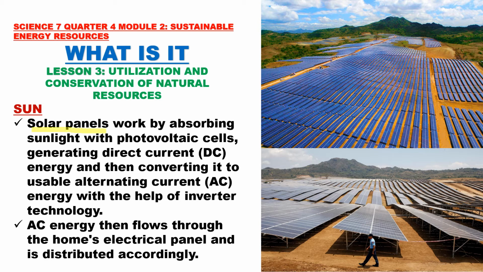Solar panels work by absorbing sunlight with photovoltaic cells, generating direct current or DC energy, and then converting it to usable alternating current or AC energy with the help of inverter technology. AC energy then flows through the home's electrical panel and is distributed accordingly.